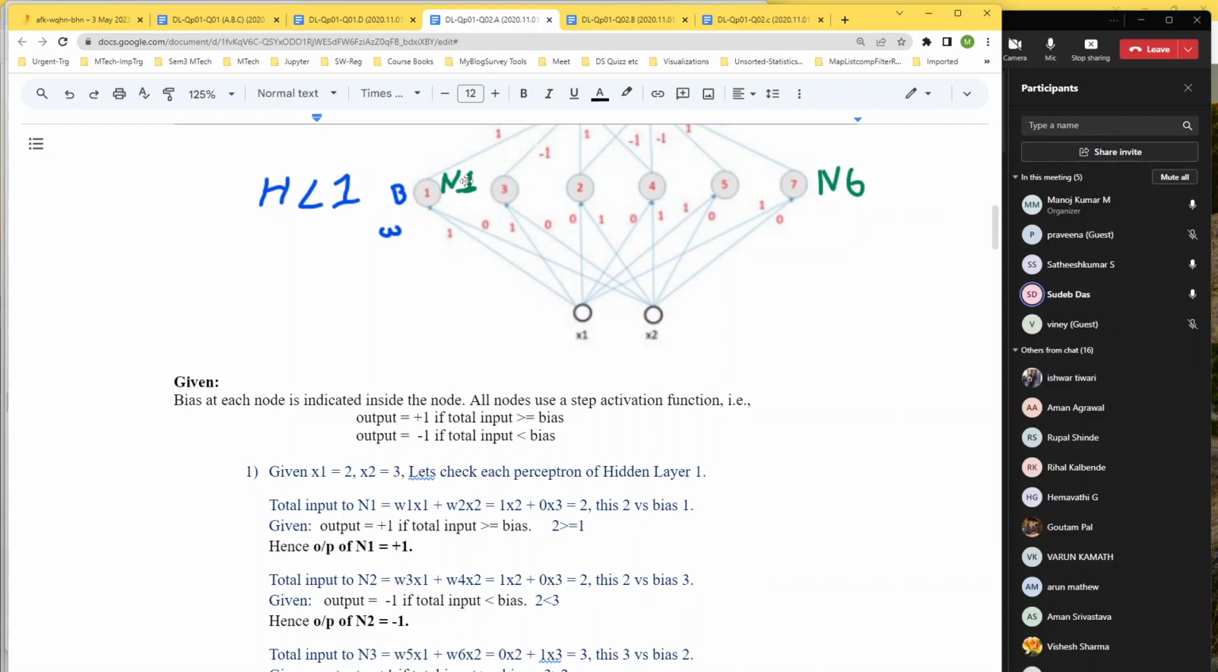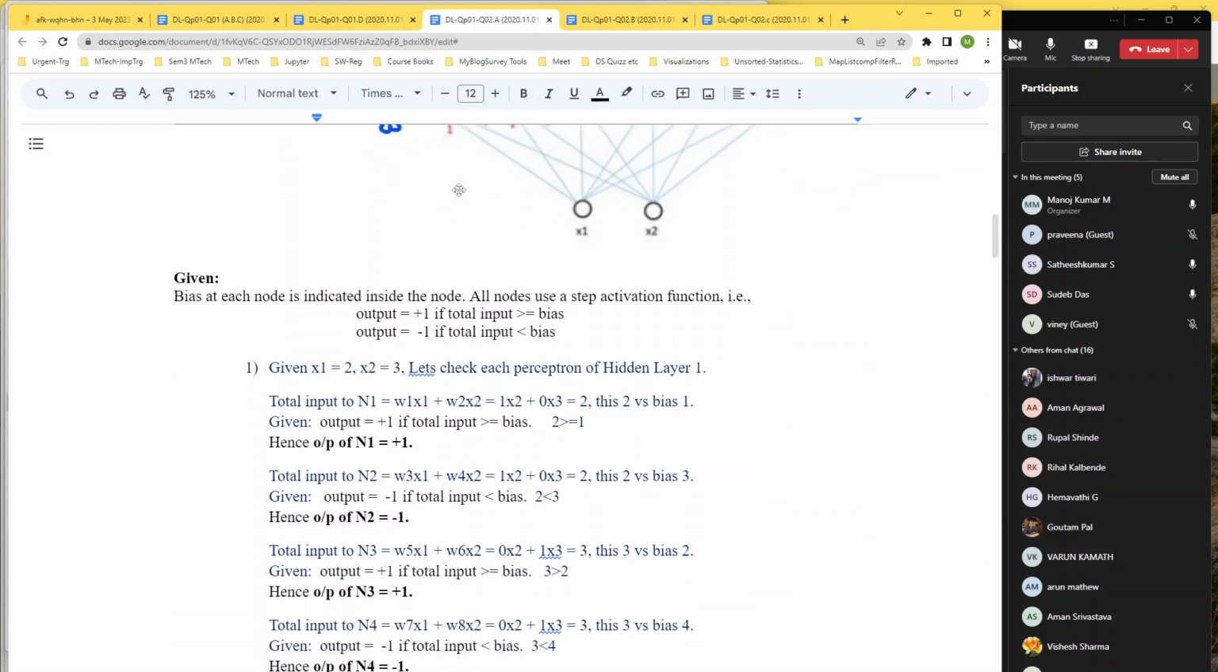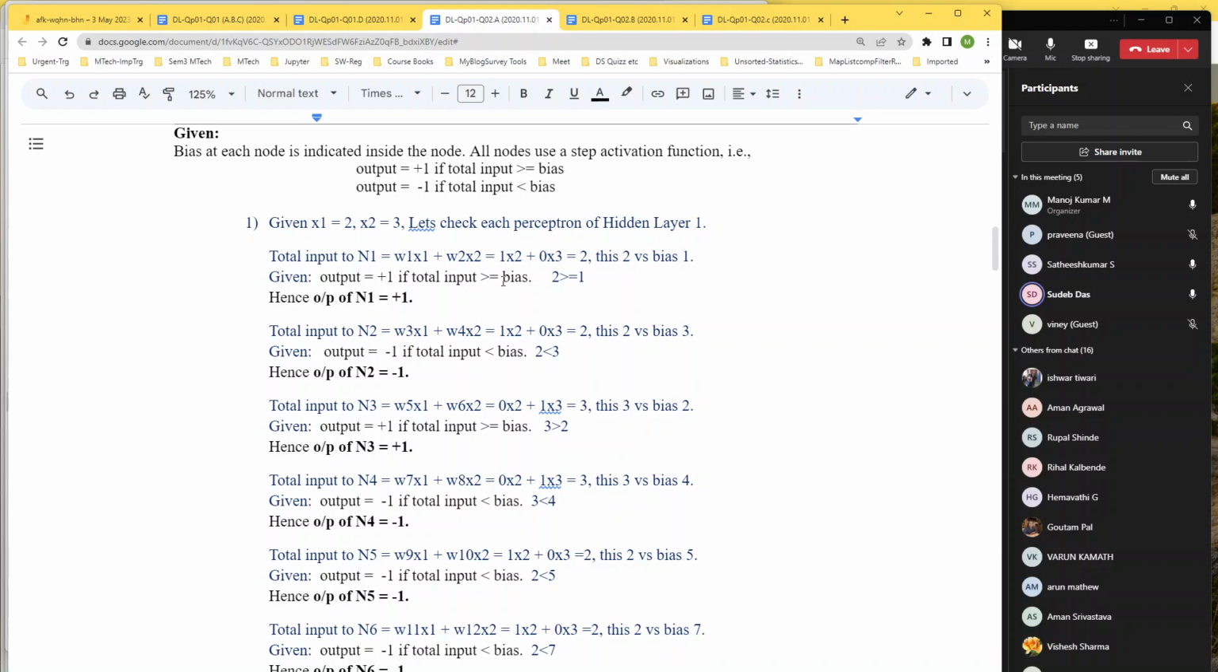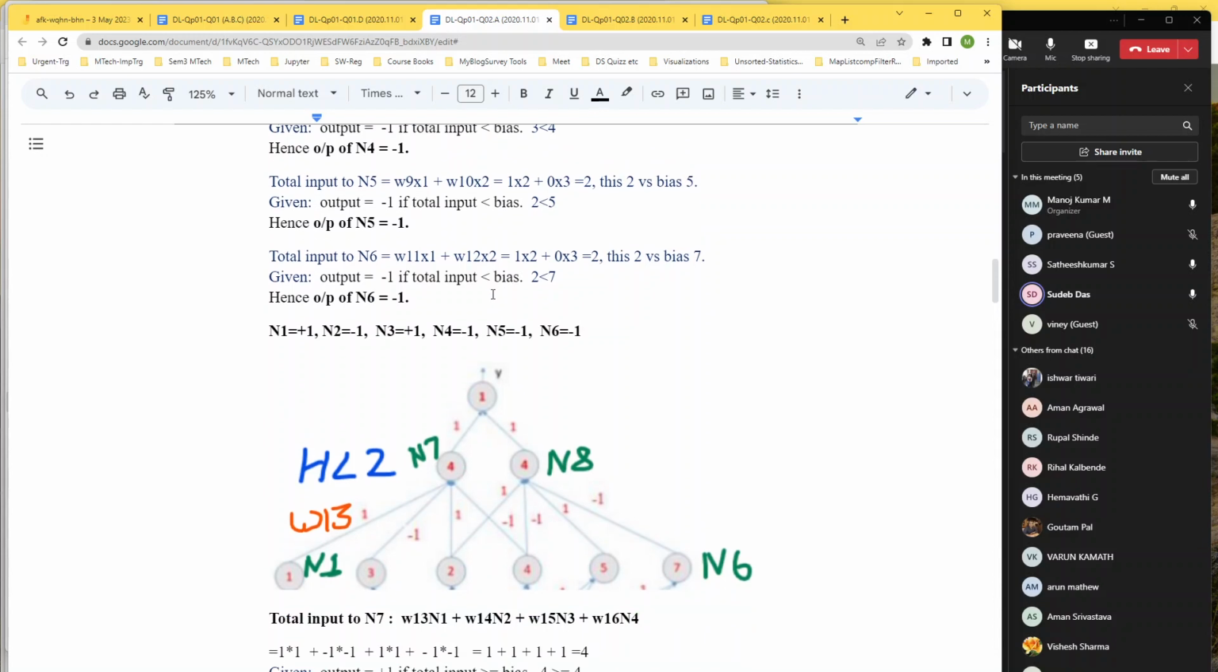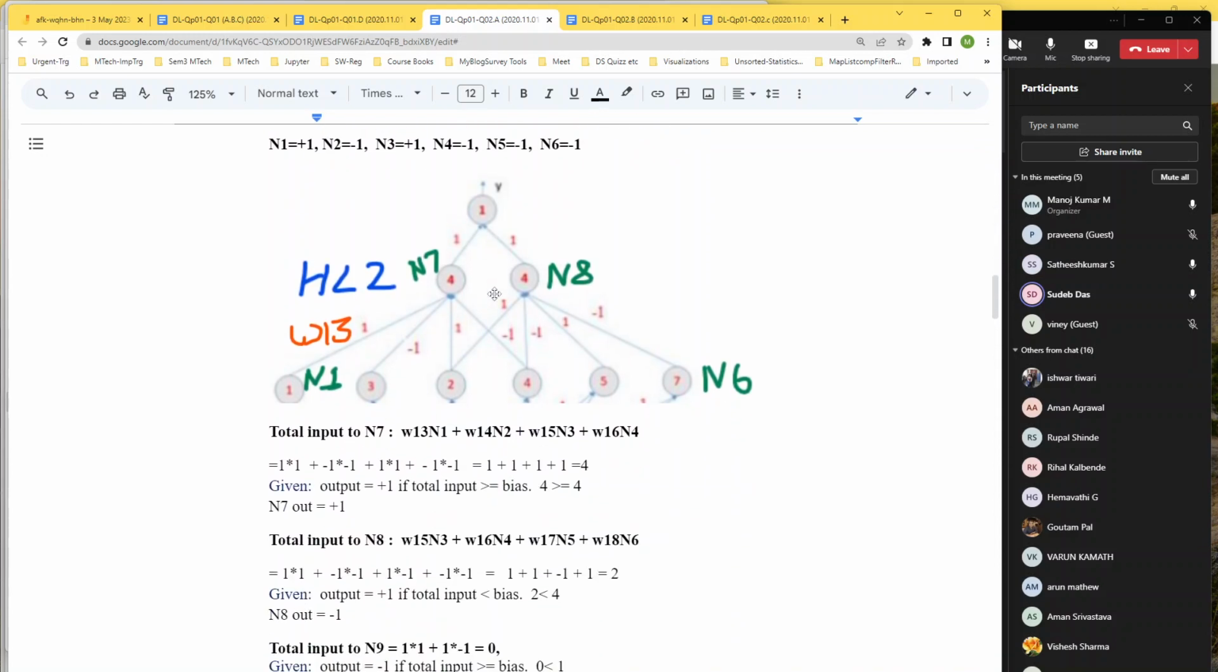Finally, the output, are they summing it up or what? Finally, for each, up to N6 they calculated. After that, N1 into this thing, the total input to N7. Then it goes to N8. Again, they are doing that calculation: total input to N8, total input to N9. Okay, understood this.